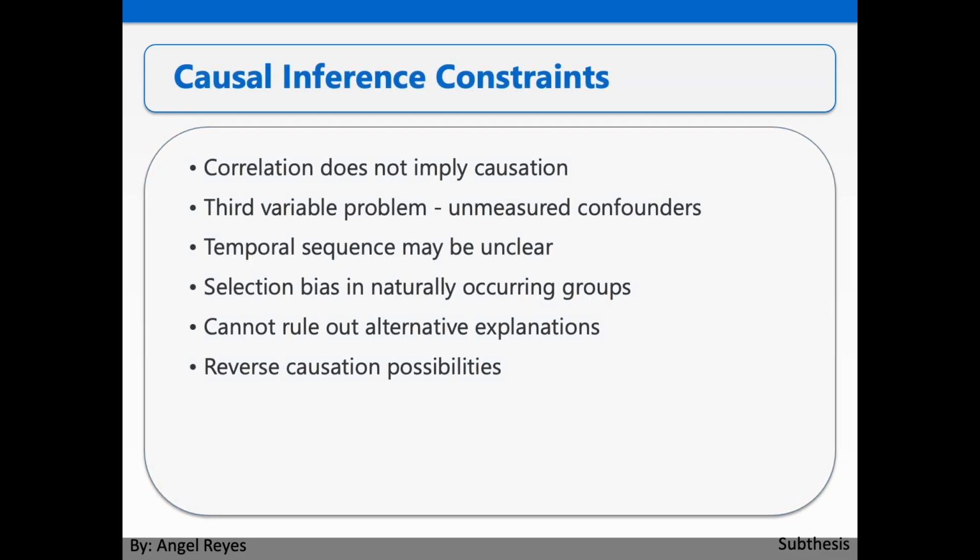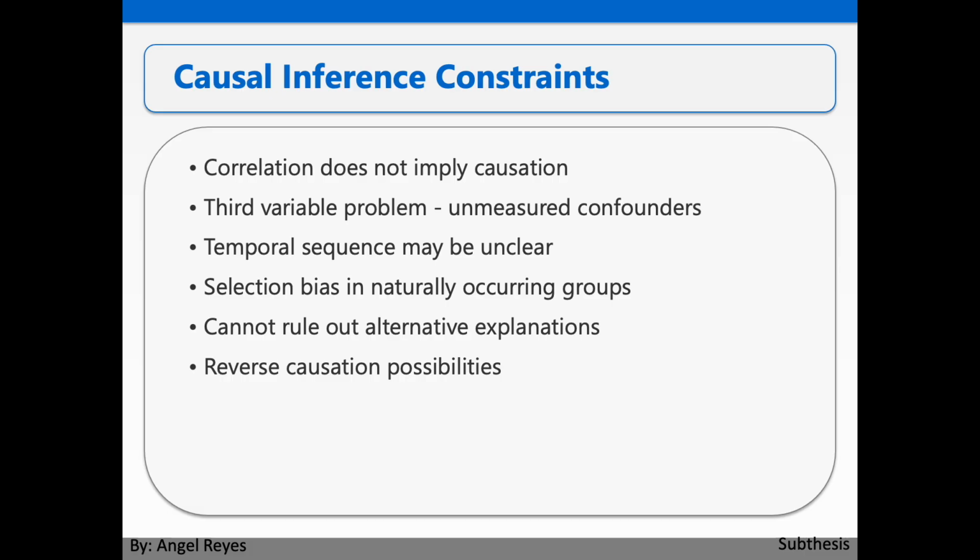Let's dig deeper into the causal inference constraints, because this is often the most challenging aspect of non-experimental research for students to understand and accept. The fundamental principle is that correlation does not imply causation. Just because two variables are related doesn't mean one causes the other. This is Statistics 101, but it bears repeating because it's so easy to slip into causal language when discussing correlational findings. The third variable problem is pervasive in non-experimental research.